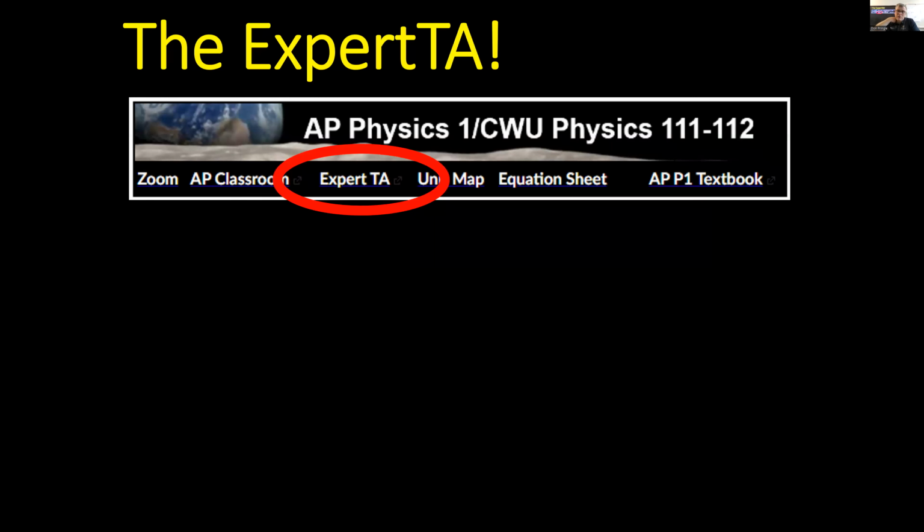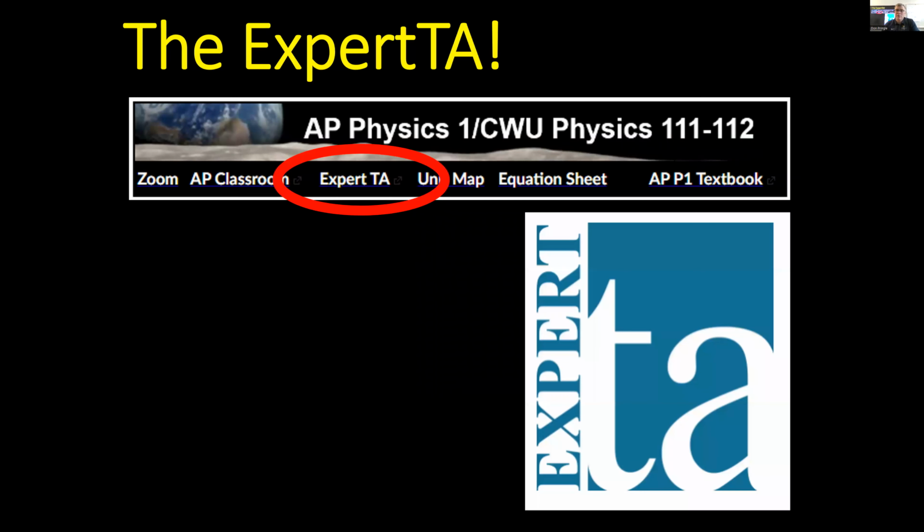Our online homework service that we use is called Expert TA. So in addition to worksheets and handouts that they'll be given in class, students also use Expert TA, which is an online homework service. I use Expert TA because that is what Central Washington University uses for their Physics 111 and Physics 112 courses. Expert TA has the wonderful advantage of giving students feedback as they complete problems.